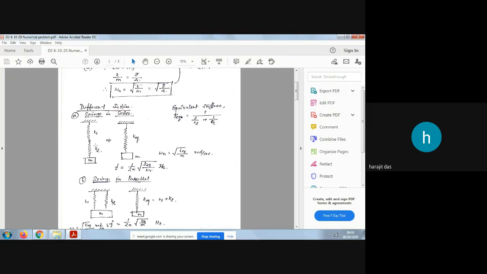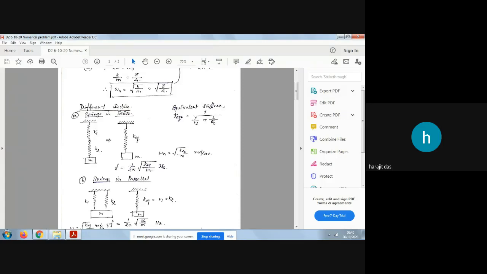To find the equivalent stiffness, the basic concept is that the spring force received by these two springs will be equal. Why? Because the mass is attached at the end. So this mg will be felt by both springs equally. k1 will feel mg, and k2 will also feel mg. That amount of force they will feel.